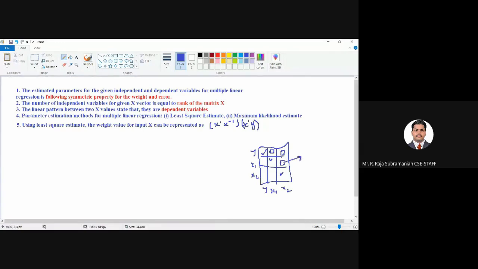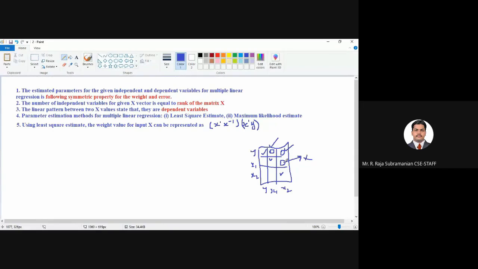The scatter plot between x1 and x2 should not have any pattern, not only a linear pattern. Only then can I say that x1 and x2 are independent. Y and x1 should have a pattern, and y and x2 should have a pattern. Only if they have a pattern can I estimate y from x1 and y from x2. So these things you can actually see.